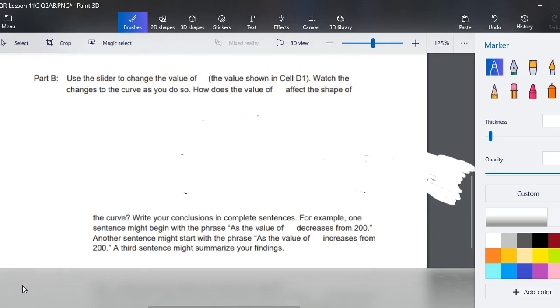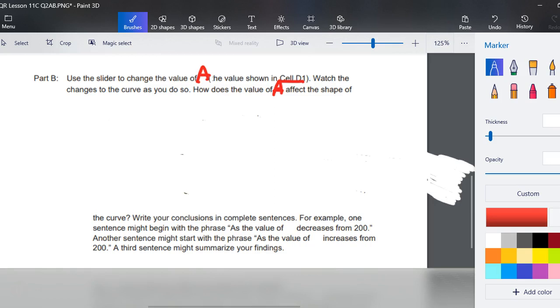Moving on to part B, it says use the slider to change the value of A, the value that's shown in cell D1. Watch the changes to the curve as you do, and how does the value of A, going up and down, affect the shape of the curve? Write your conclusions in complete sentences.